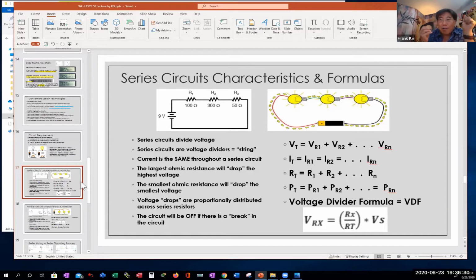We individually calculated 2 volts on the first resistor, 6 volts on the second resistor, and 1 volt for the third resistor. And according to the VT formula on this page, the total voltage better be equal to the sum of the individual voltages. So the 2 plus the 6 plus the 1 give us a total of 9 volts. We're happy. Okay, good question. Any other questions on this page?